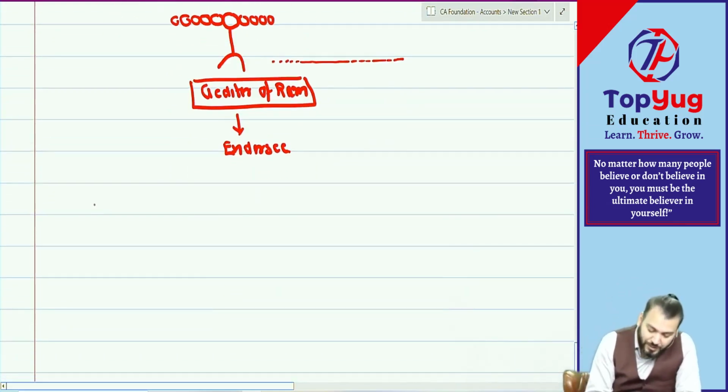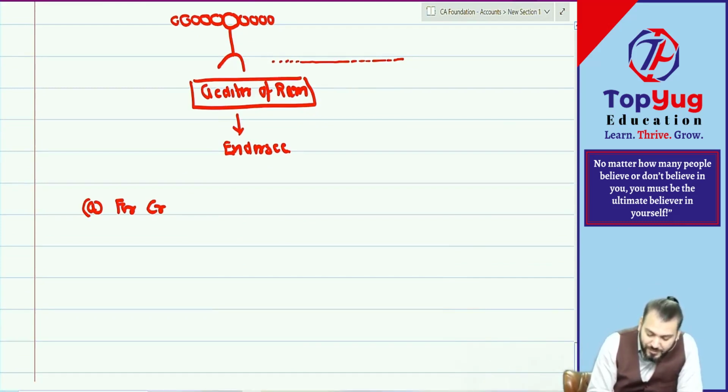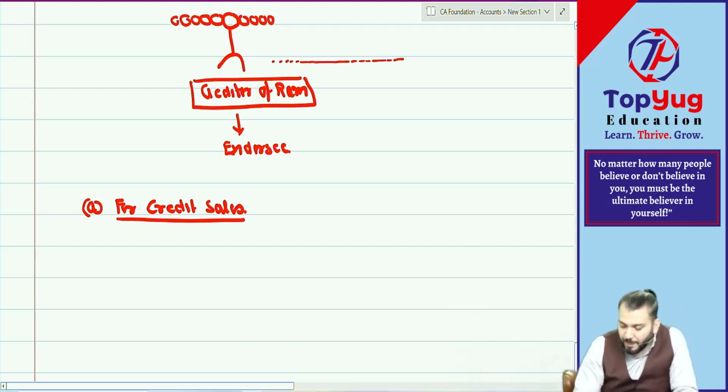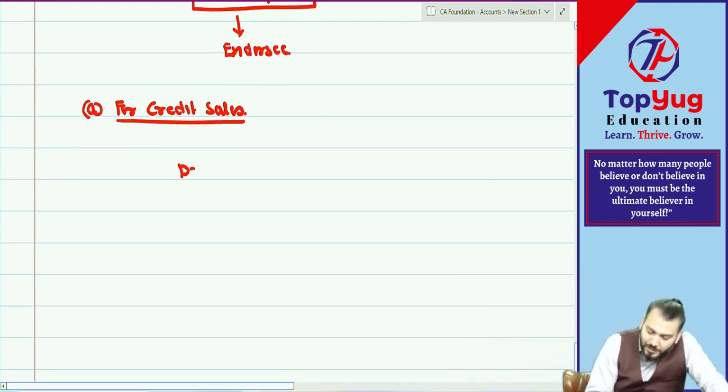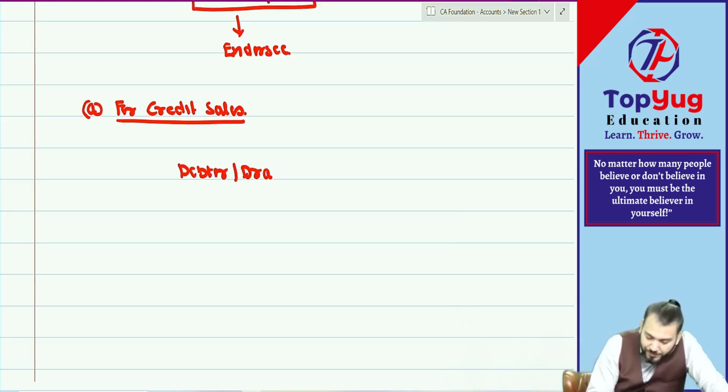Tell me, first journal entry, for credit sales. What journal entry? Debtor, or drawee, or maker account debit to what? Sales.